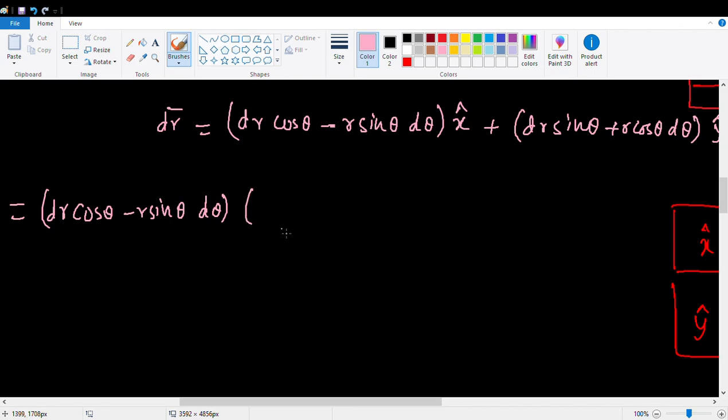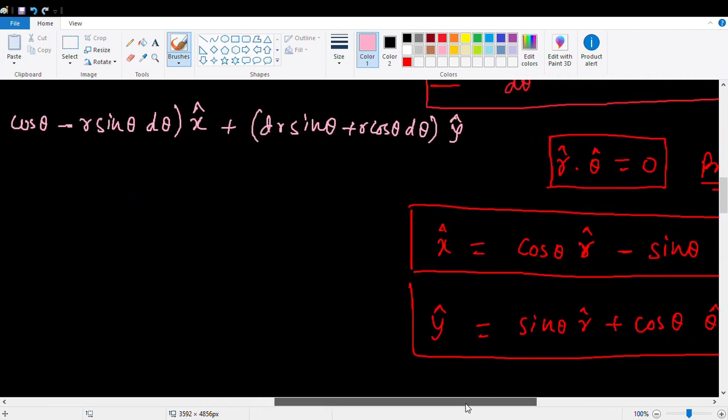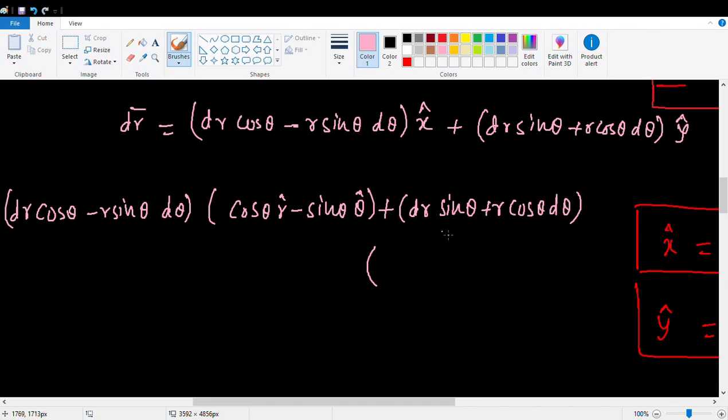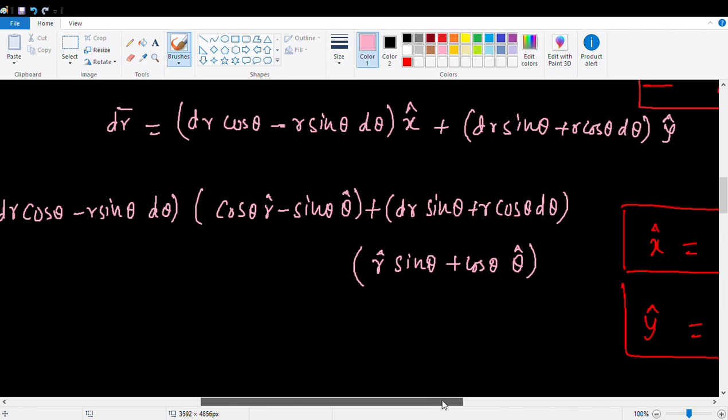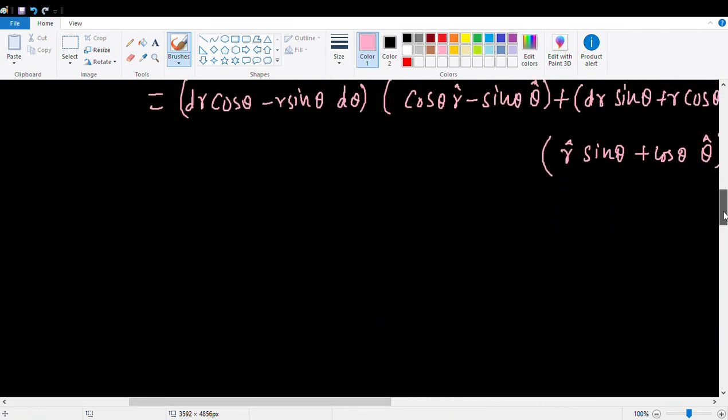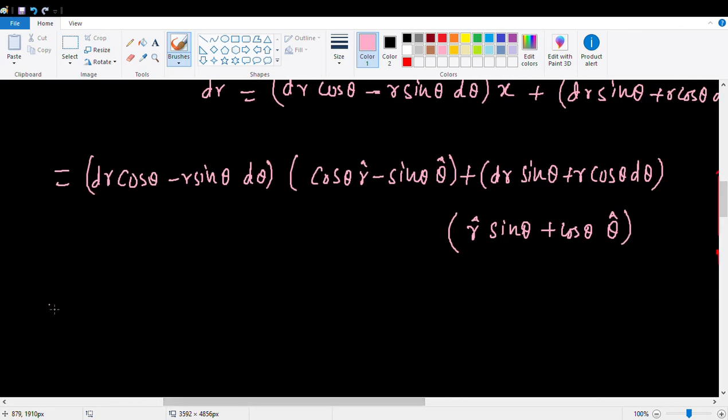Now what is my x hat? It is cos theta r hat minus sin theta theta hat, plus now these: y hat is r hat sin theta plus cos theta theta hat. Yeah, obviously it is correct. Now just simply multiply it, and let us see what this multiplication gives.